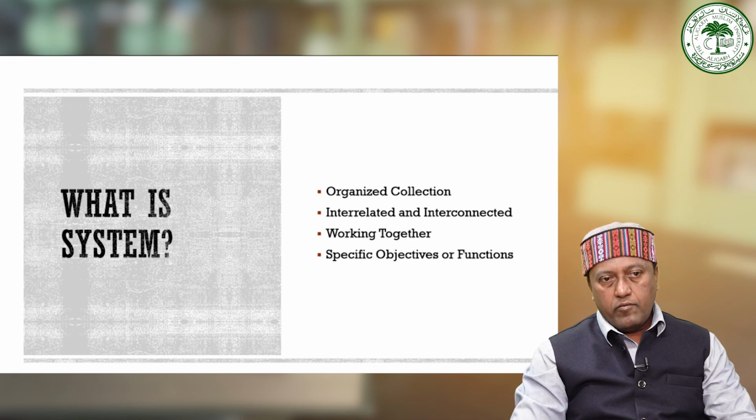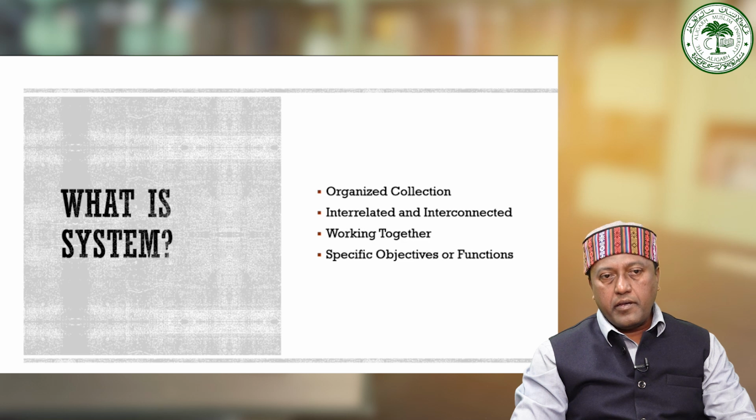Third thing for a system is they all are working together. Again, how it can be applied for the car, you can see all the components of the car work together to perform the function of transportation. The engine generates power, the transmission transfers the power to the wheels, and the brake slows down or stops the car, and the steering system allows the driver to navigate. So this is how it works.